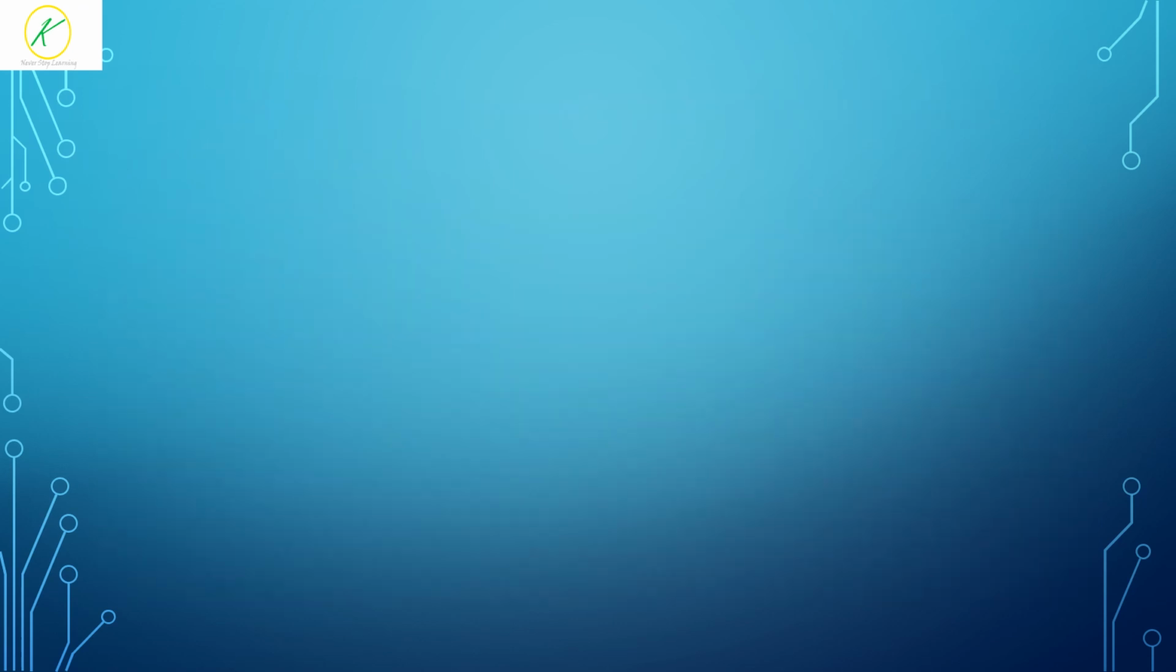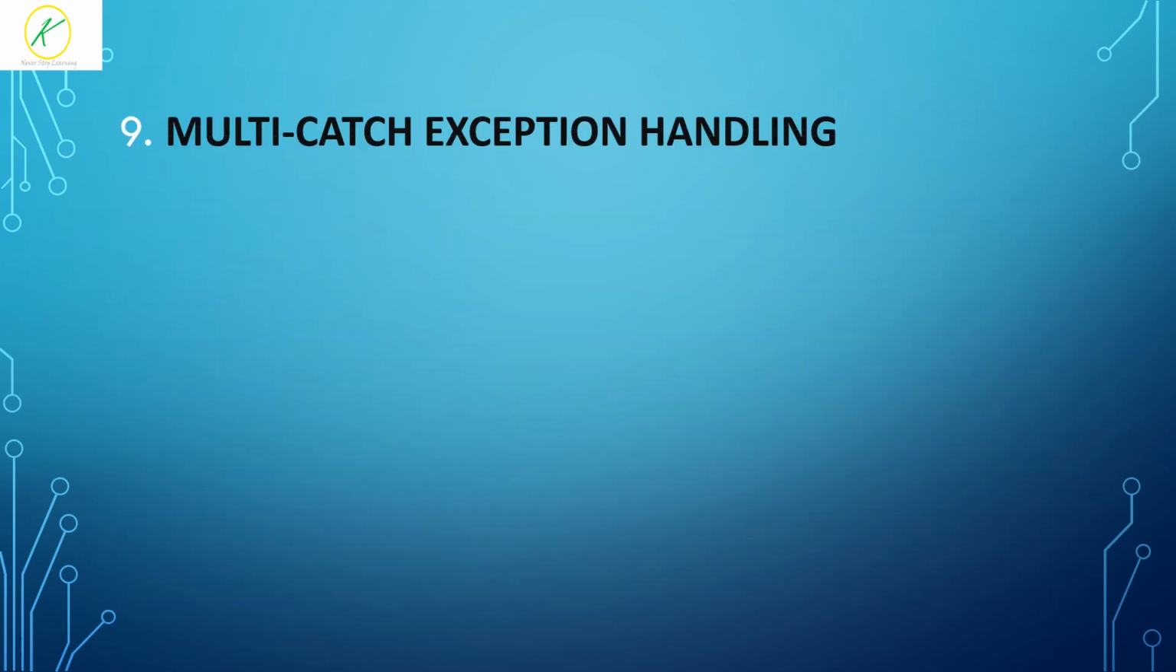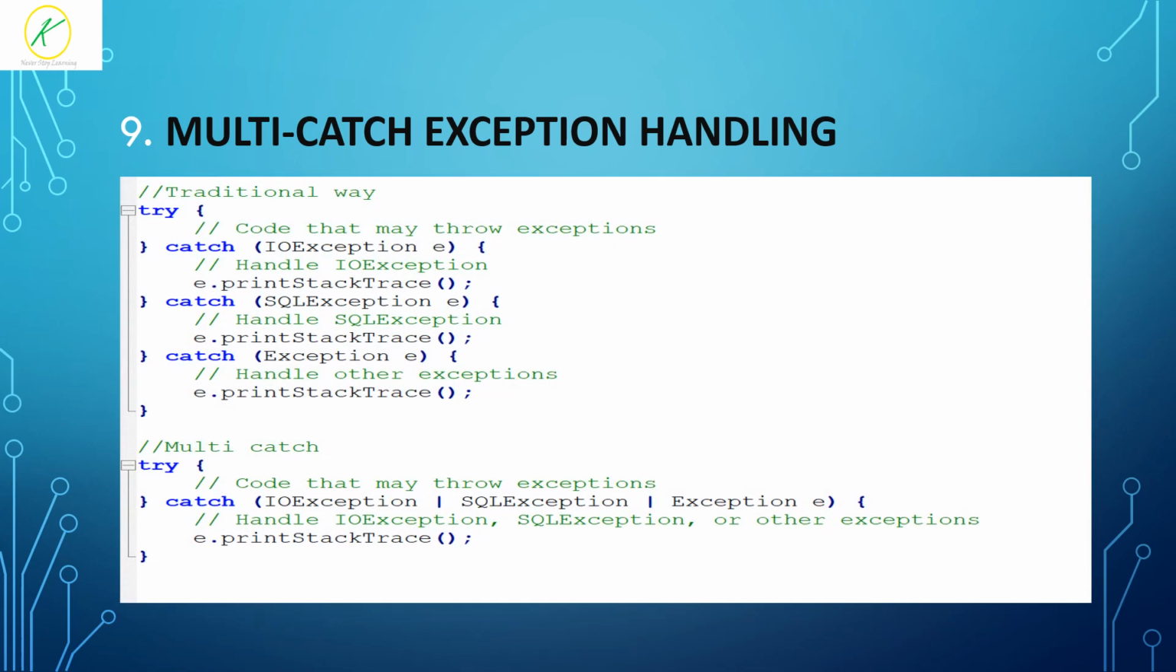The multi-catch feature, introduced in Java 7, allows you to catch multiple exceptions in a single catch block. This makes exception handling cleaner and more concise, especially when the catch blocks perform similar actions for different types of exceptions. Before Java 7, if you needed to catch multiple types of exceptions and handle them in the same way, you would have to write separate catch blocks for each exception type. With multi-catch, you can catch multiple exceptions in a single catch block, making the code more concise.